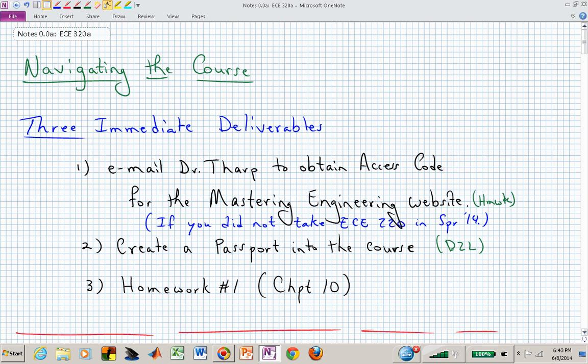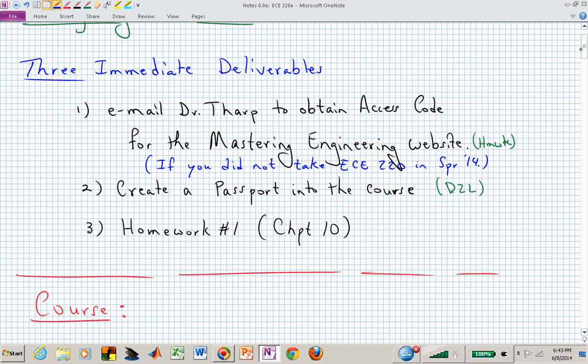This little segment I'm calling Navigating the Course, and really it's trying to get us up to speed quickly for this online course of ECE 320A electric circuits. And it's navigating the course.